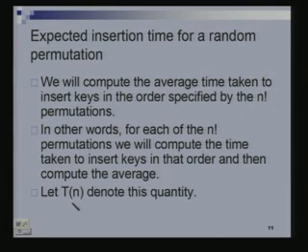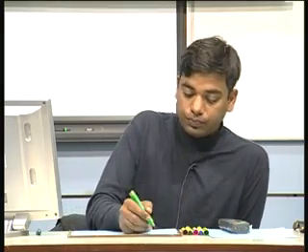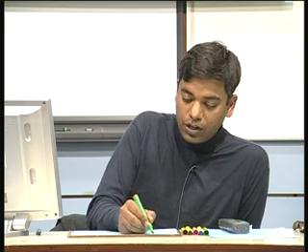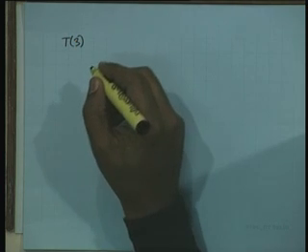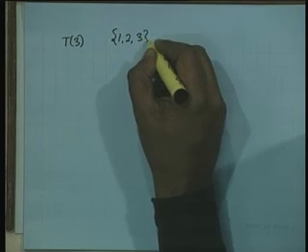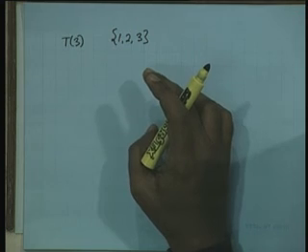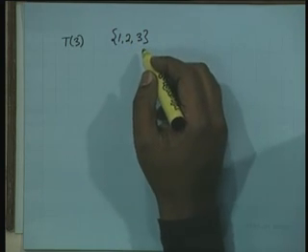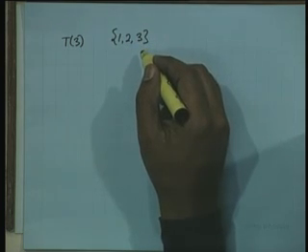Let's see, what is T of 2? Let us see how we will compute T of 3. T3 is the expected height of a tree on 3 nodes. So what are the various possible trees on 3 nodes that we get? What are the various permutations of elements 1, 2, 3?